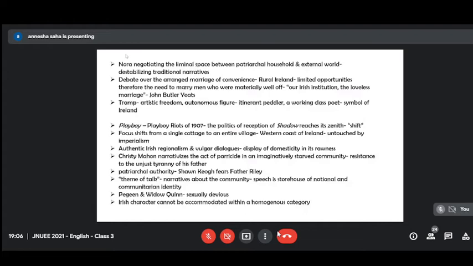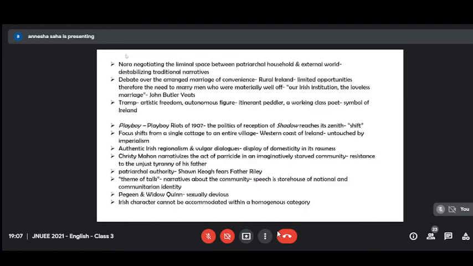And another theme that this play opens up, of course, is the debate over the marriage of convenience, because Nora says, and what becomes very explicit and inherent in what she says, is that she has had to marry someone much older than her because of the financial, economic conditions in rural Ireland.